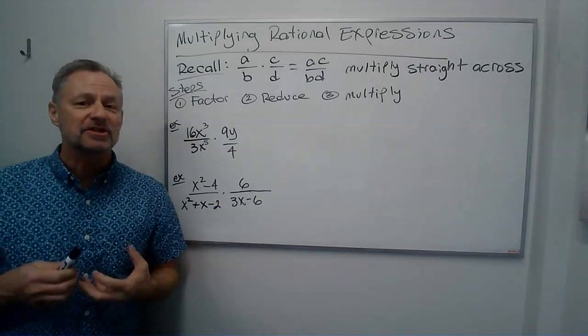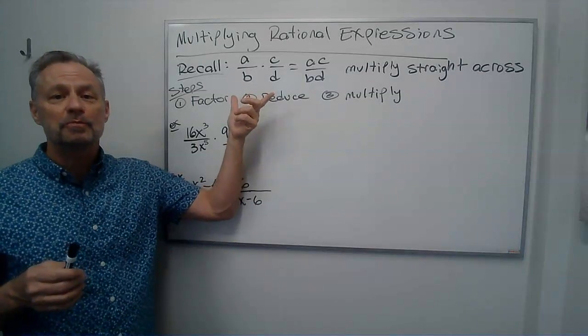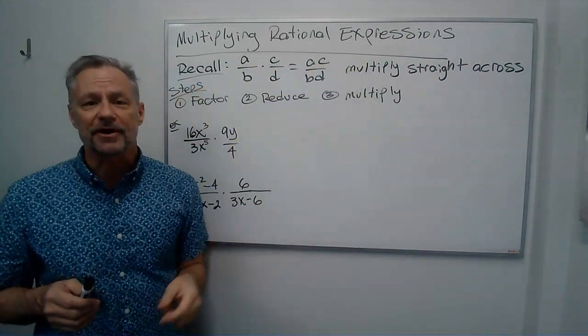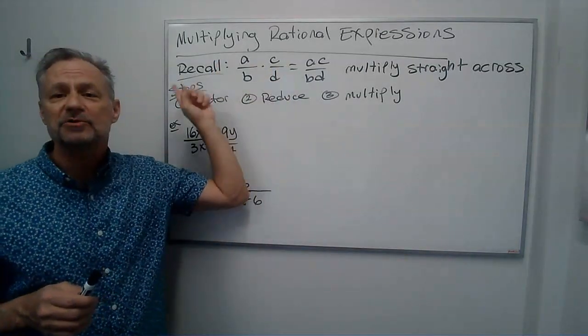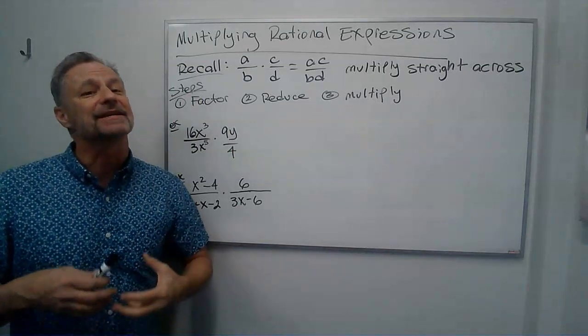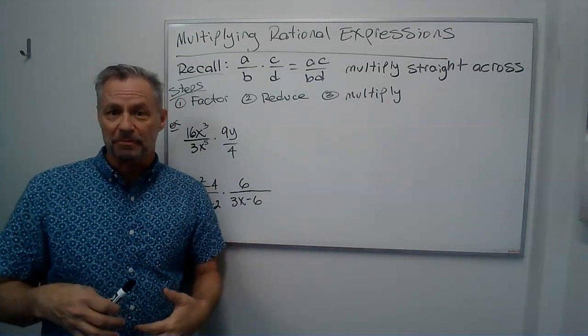So remember, rational expressions are just fractions. Just like our fraction rule from before, recall when we multiply fractions, we just multiply straight across. So multiply the numerators, multiply the denominators. Essentially, that's the idea of multiplication. Now, a lot of times we would multiply and then reduce or simplify.